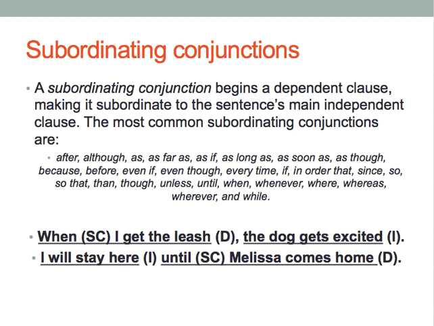When, subordinating conjunction, I get the leash makes a dependent clause. The dog gets excited, independent clause. I will stay here, independent clause, until, subordinating conjunction, Melissa comes home, dependent clause. Incomplete thought, dependent clause.